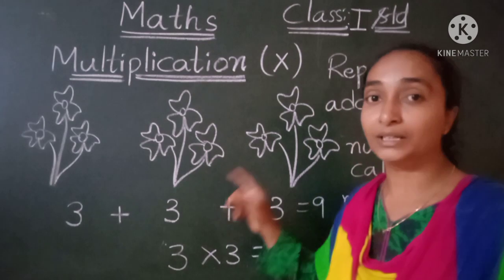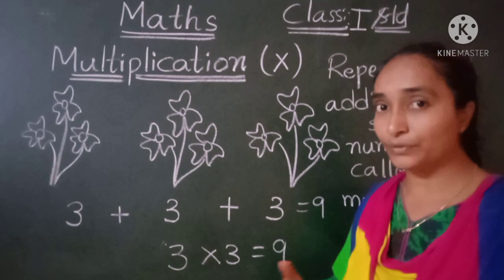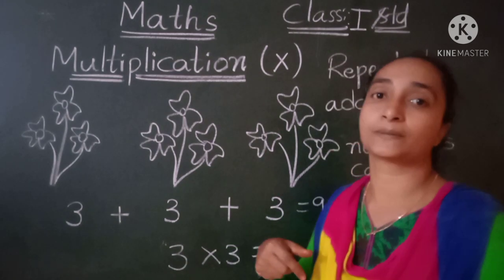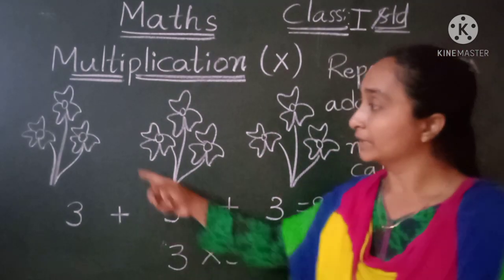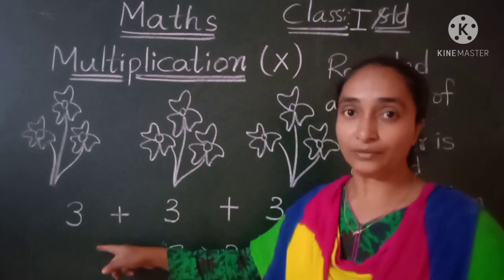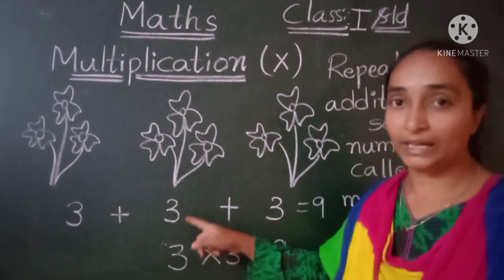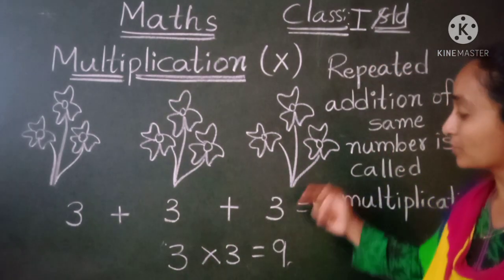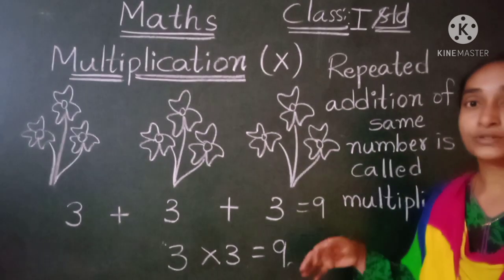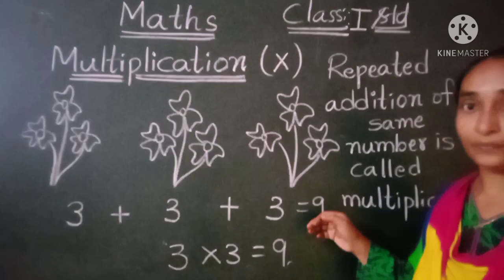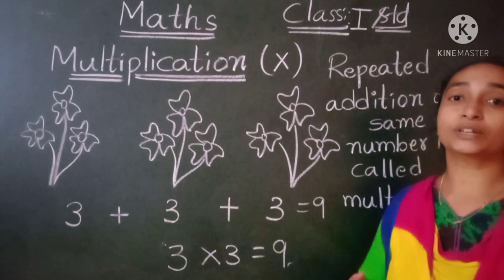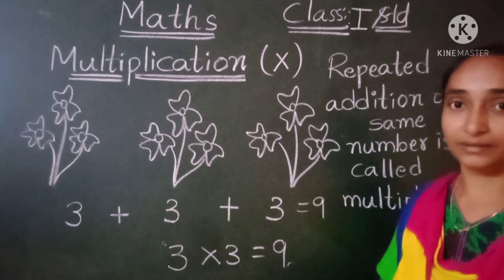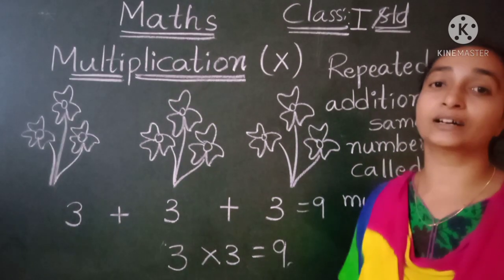So here we have done repeated addition. The same number we have repeated 3 times. In the first group we have 3 flowers, in the second group again 3 flowers. So 3 plus 3, again the same number, same count. Here again we have written 3. So 3 plus 3 plus 3 is equal to 9. So 3 3s are 9. Here we have written 3 times 3. This is called multiplication.